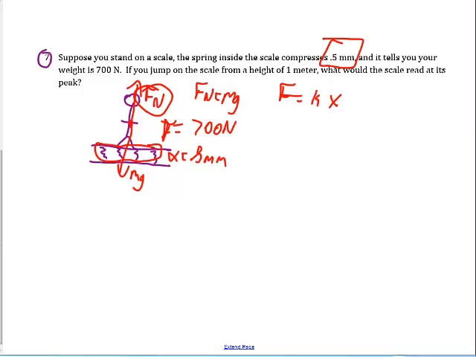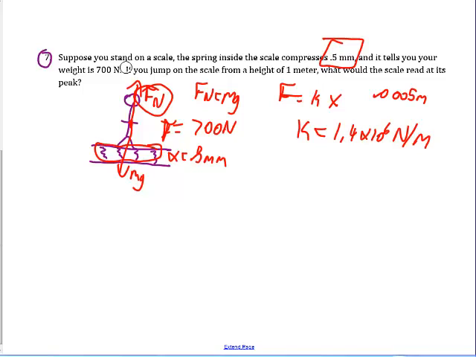That's 0.0005 meters. So we take our 700 and divide it by 0.0005, and we get 1.4 million newtons per meter. So the spring constant here is 1.4 million, or 1.4 times 10 to the 6th newtons per meter. So that's kind of big.